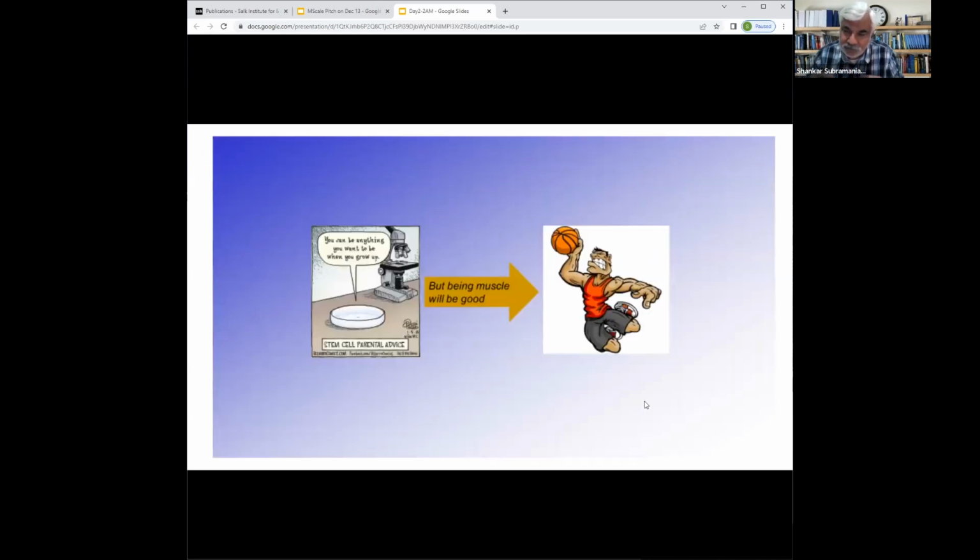The first thing I want to give you is a cartoon figure. And today, in fact, with stem cell technology being there, it is a stem cell parental advice. You can be anything that you want to be when you grow up, but being a muscle is good. And so this is more a fun thing to tell you. It's past 11 p.m. in California where I am. So I thought I'll just tell you something to keep it activated.